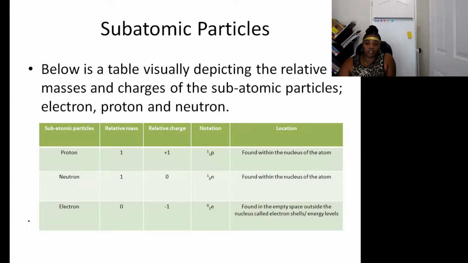It has a relative mass of 1. It doesn't have any charge, and its notation is 1,0,n. An electron, on the other hand, doesn't have a mass. Its mass is negligible. It has a mass, but it's so small that we discount it and we just put it as 0. Its relative charge is negative 1, and its notation is 0,-1,e. And this subatomic particle is found outside the nucleus of the atom.